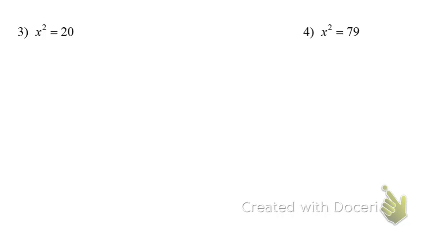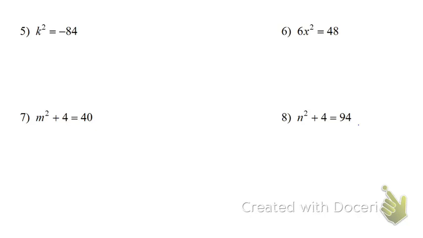Okay, this one, same old, square root both sides. Square and square root undo each other, so x equals plus or minus the square root of 79. However, 79 I can't break down any further. There aren't two numbers that multiply to 79 where one of them is a perfect square. So that right there is the answer. You leave it alone. It's positive root 79 and negative root 79. And that's it. You're done with that one.